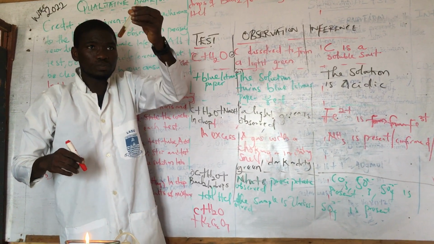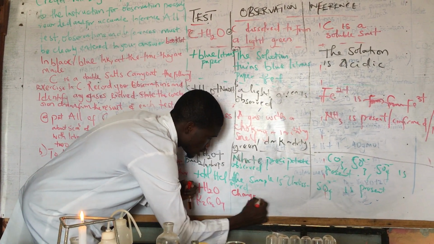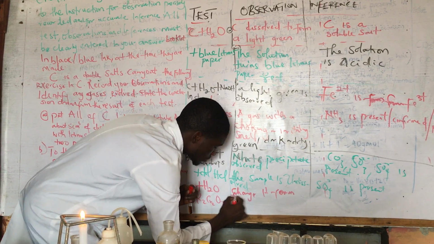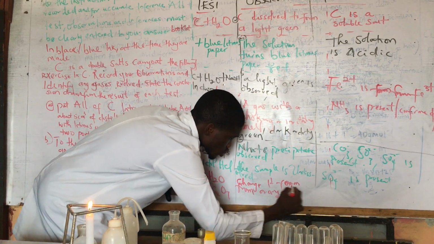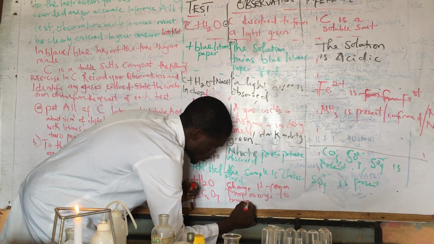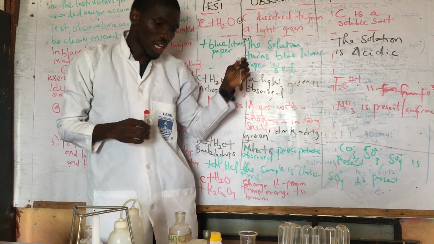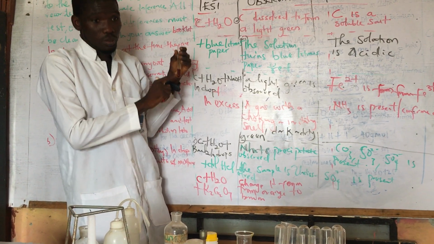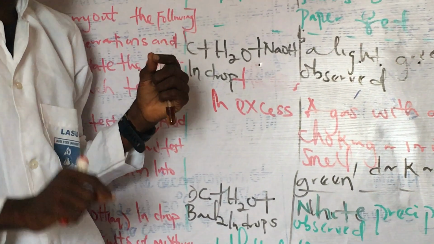So it changes its color. First, it is not brown. So it changes its form from orange to brown. Are you seeing it now? So it changed its color from orange to brown. So we can say C is a good reducing agent.